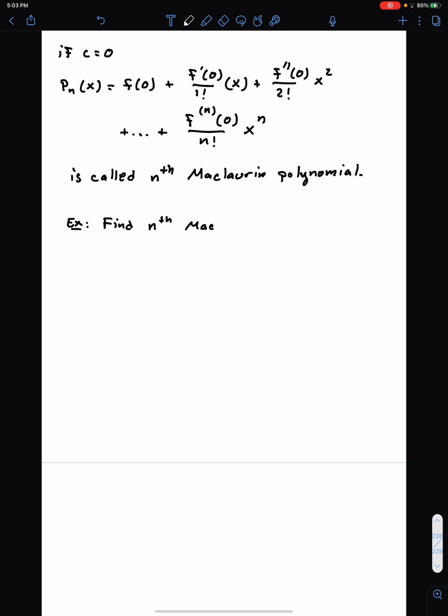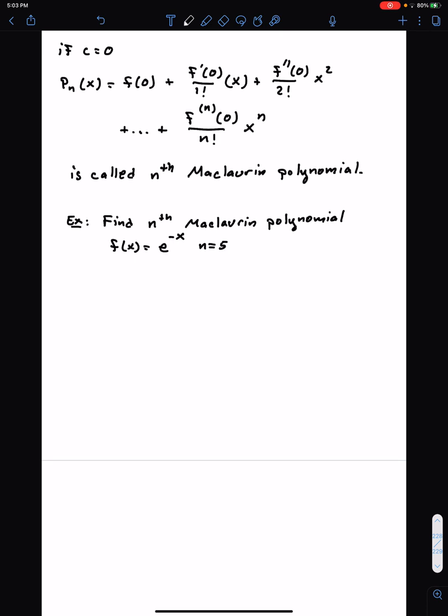Find the nth Maclaurin polynomial for f of x equals e to the negative x, where n is 5, so degree 5. Okay, if I start with the function, so f of x is e to the negative x.